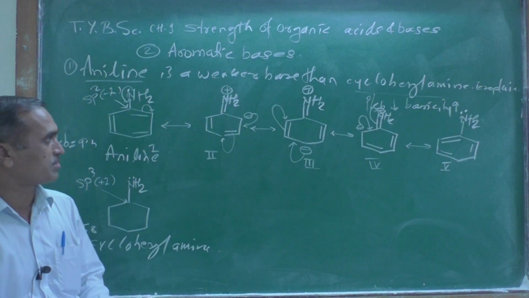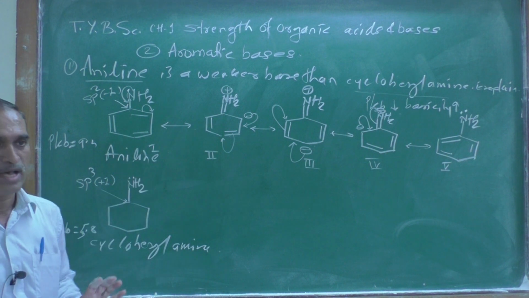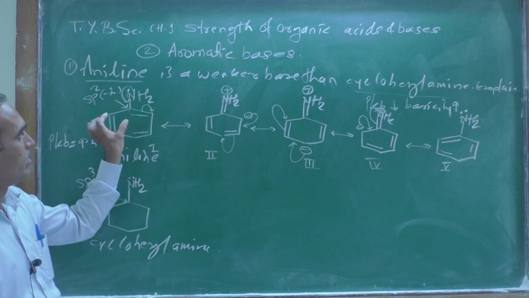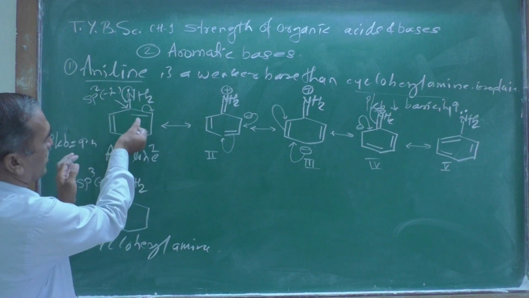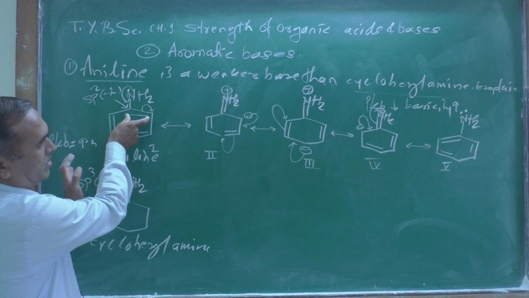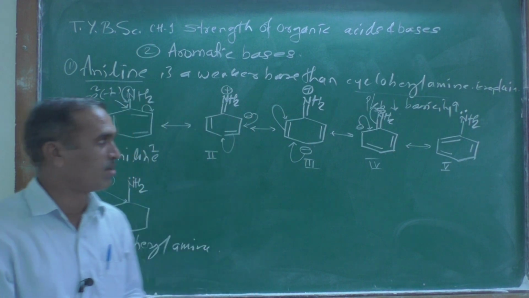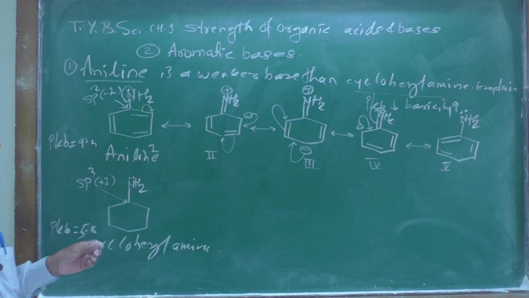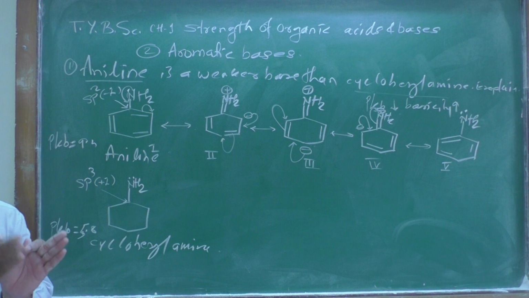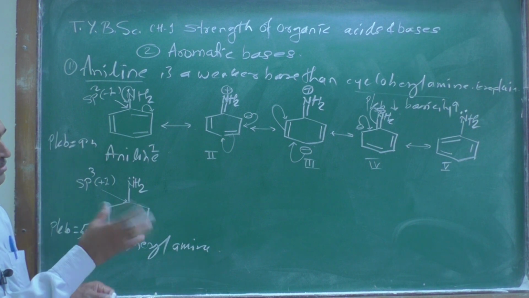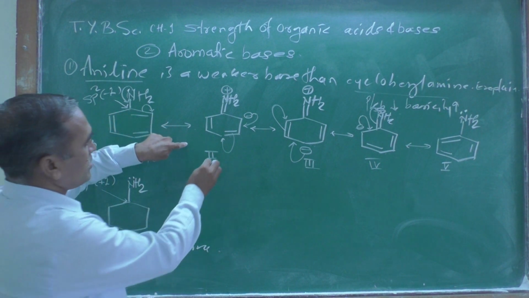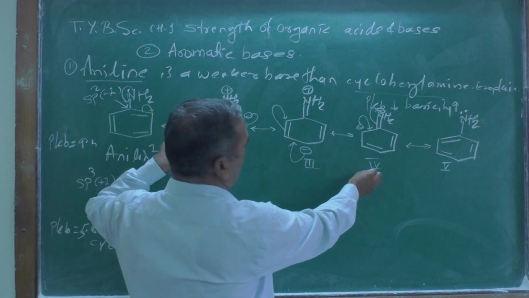This is structure number 1, this structure number 2, structure number 3, structure number 4, structure number 5. If you observe, structure number 1 and the last are identical. Only on the right hand side, here is a carbon-carbon double bond, and here there is a carbon-carbon single bond. They are identical ones, only the shifting of electrons is different.